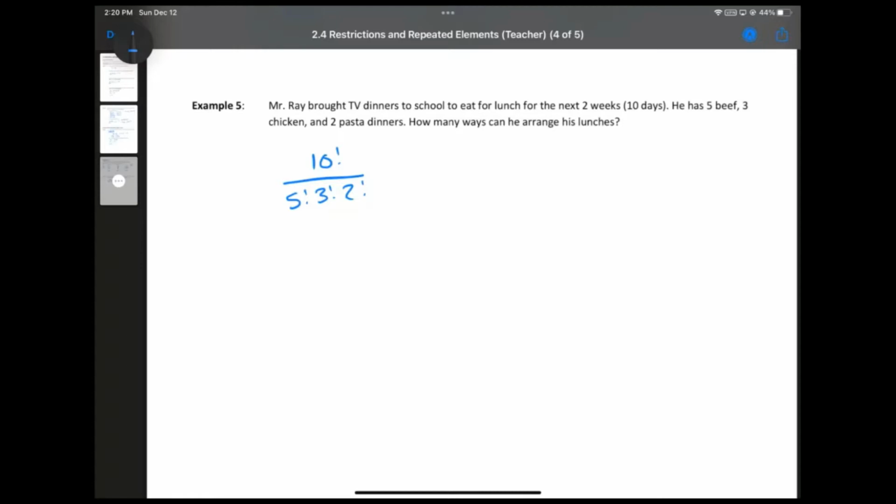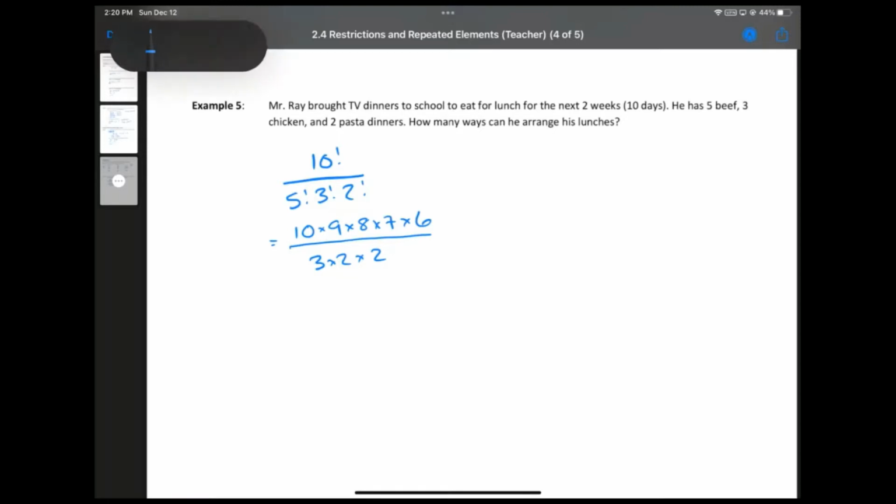Now this one, I'm going to actually just do out manually, at least partially. So the top is going to be 10 times 9 times 8 times 7 times 6. And I'm not going to worry about the 5 factorial on the bottom. I'm going to use it to cancel out the 5, 4, 3, 2, 1 on the top. Unfortunately, I still need to deal with the 3 factorial and the 2 factorial. Again, not writing the ones down because they don't actually do anything.